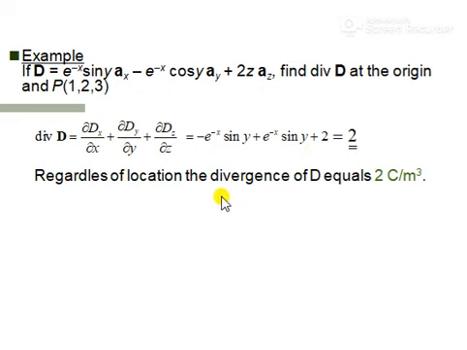Hence the value of this will be 2, because there is no other term. Regardless of location, the divergence of D is equal to 2 coulombs per meter cube. So this is one of the problems on divergence at the origin.